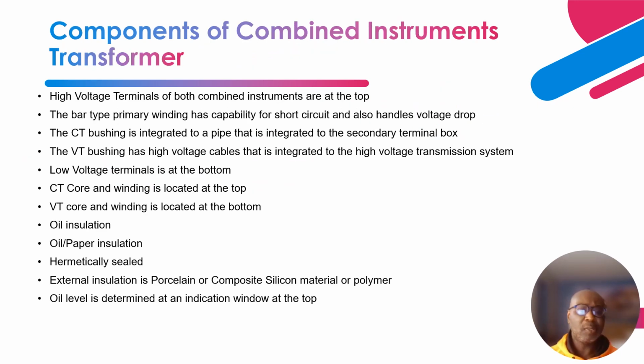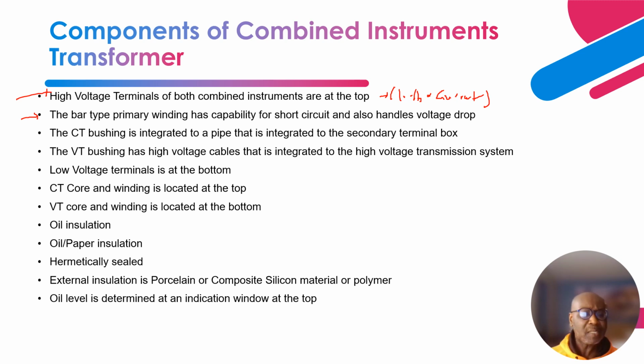Now let's talk about the components of the combined instrument transformer. It has a high voltage terminal. The high voltage terminal basically is both voltage and current. And I'll show you a picture of how the high voltage connection is integrated through the power system network. Most often than not, the high voltage side is a bar type, and there's a reason behind utilizing that bar type, and sometimes you see a bar integrated to the tubular bars.